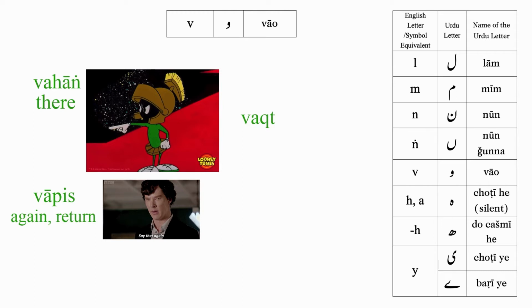And the final word is vakt. Vakt means time.